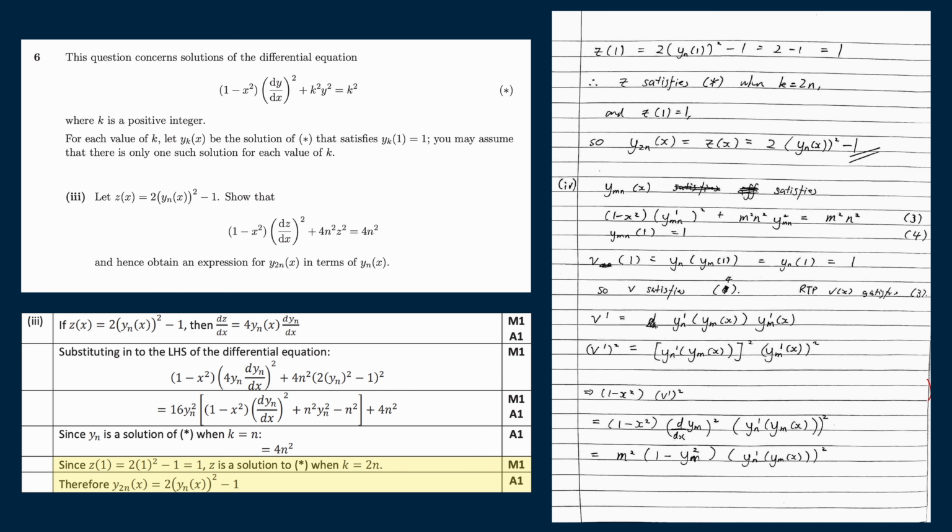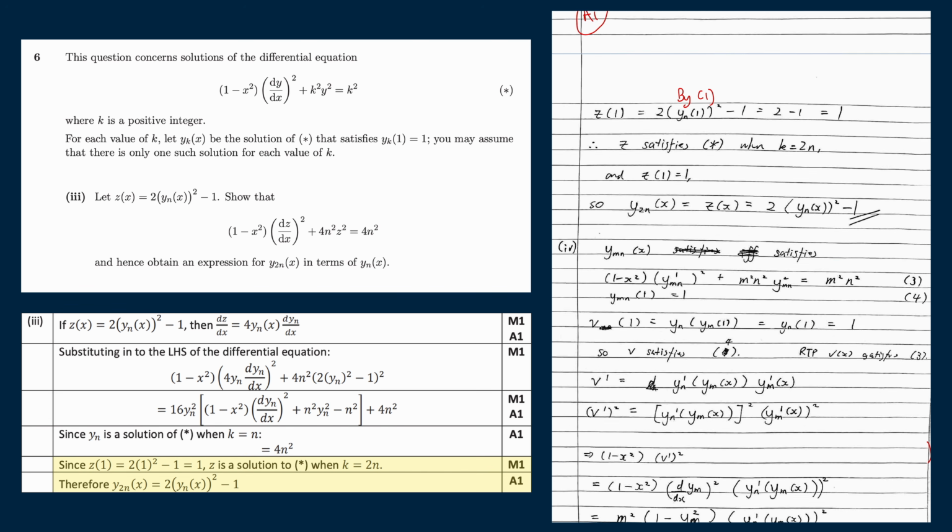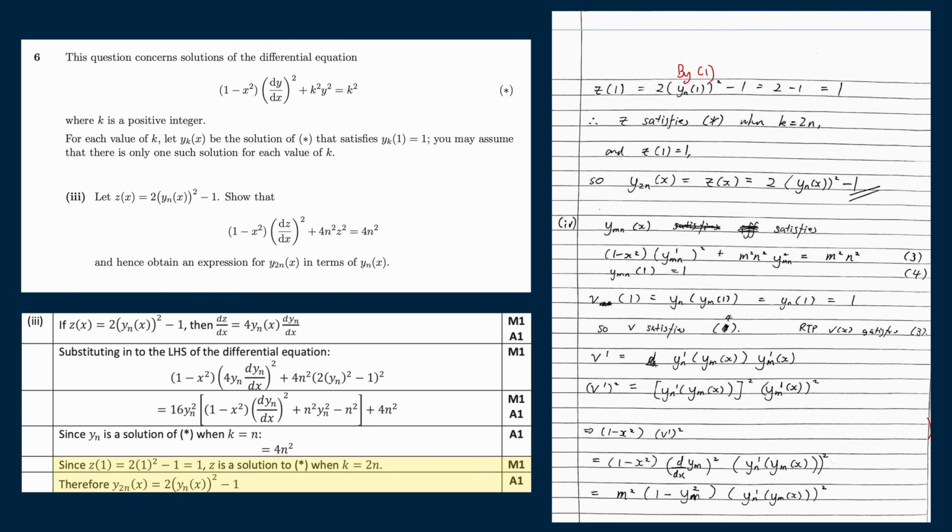So they've plugged 1 in, and they've used that yn(1) is 1. The only thing that I would have liked to see is they could have written by equation 1 here, because in going from there to there, the student is using the property that yn obeys this by definition. So having numbered the equation, it seems a shame not to spell out where it's being used, but nonetheless, it's obvious enough. There's no danger of a lost mark here.